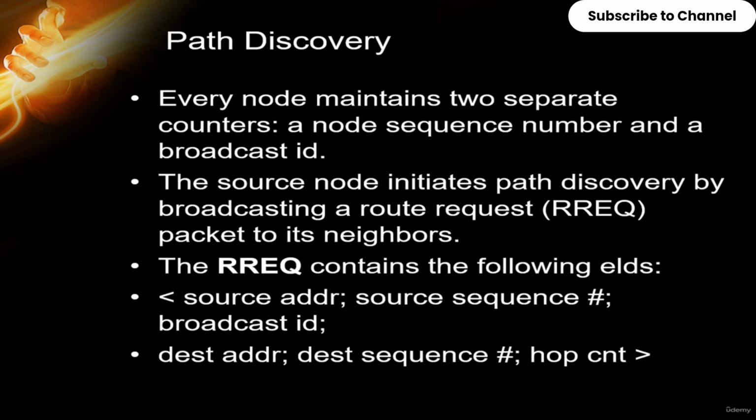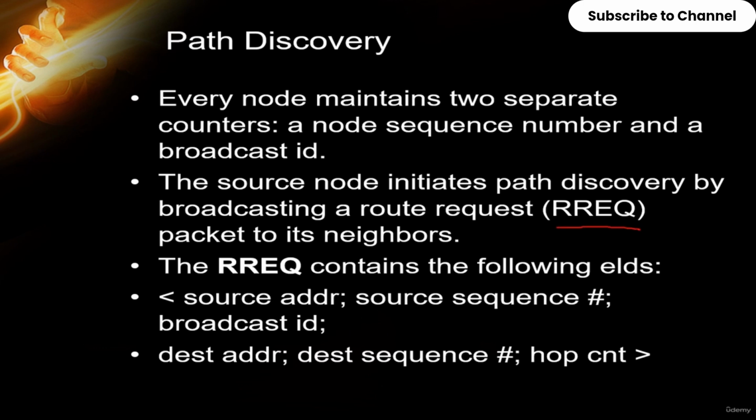Now the first step is path discovery. In path discovery, every node needs to maintain two separate counters. The path discovery process is important whenever a source node wants to communicate with another node in the routing information. So in order to do that, it does a broadcast of the information. The source node broadcasts a route request. For that it uses RREQ, which is highlighted here. So the RREQ packet is the route request packet.